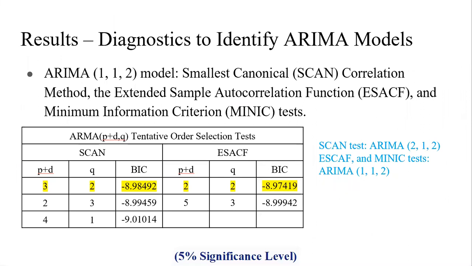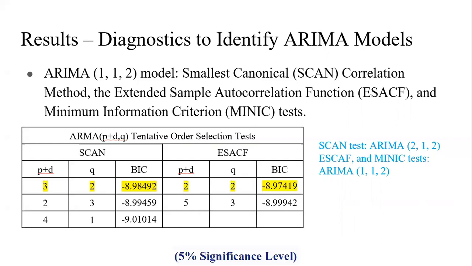Now we'll do the diagnostics to identify the ARIMA models. The identification stage suggested an ARIMA 112 model, which is a process made up of AR1, MA2, and a seasonal moving average. To verify that this is an appropriate model for the S&P 500 index, we conduct identification tests. We use the smallest canonical correlation method, SCAN, the extended sample autocorrelation function, ESACF, and minimum information criterion tests, MINIC.